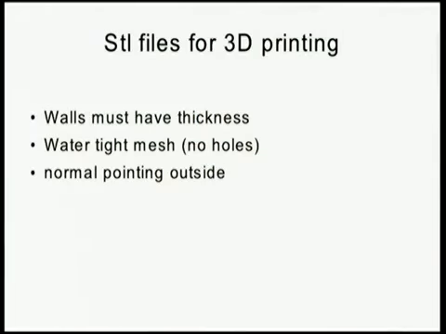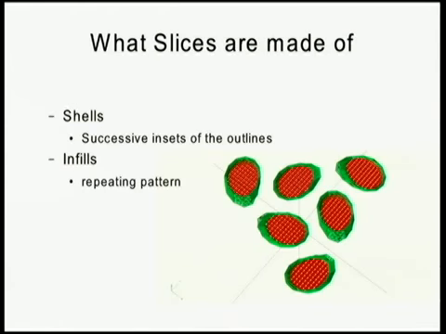So, throwing triangles into a text file is not enough to get a 3D printable object. You need to have printable models with walls with a certain thickness. You can't have holes in your mesh, and all the normals to your triangles must point outside.